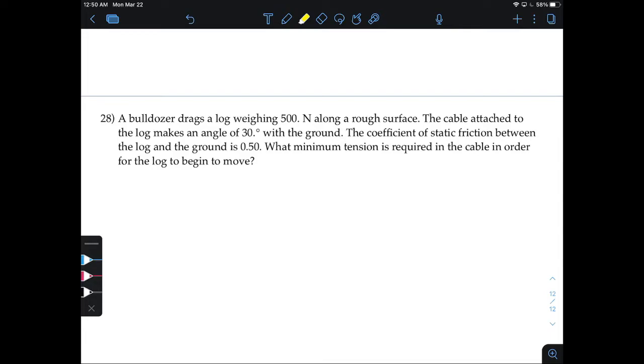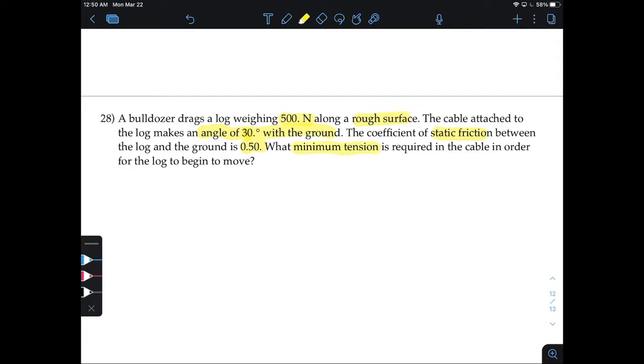So you're dragging a log weighing 500 newtons along a rough surface. Friction, awesome. Not awesome, but cool. At an angle of 30 degrees with the ground. With the ground's kind of important in this case. And we have a coefficient of static friction between the log and the ground of 0.5. What is the minimum tension?